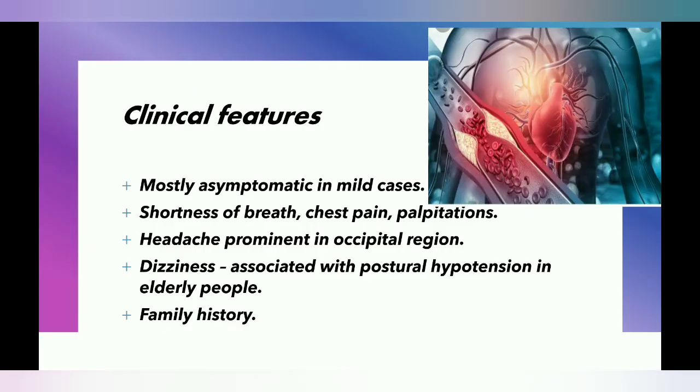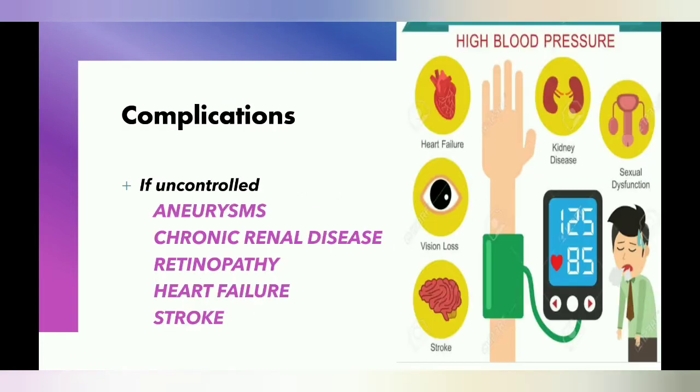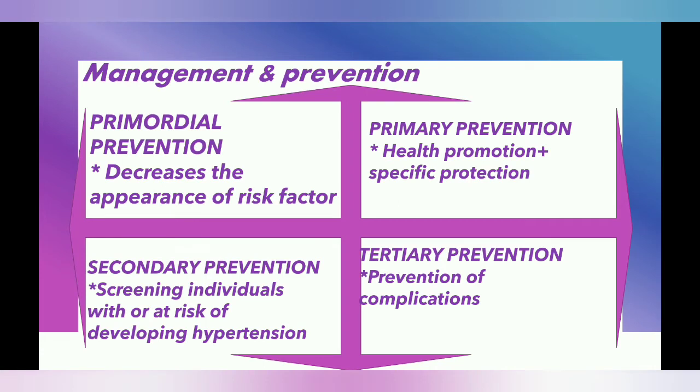Clinical features: mostly asymptomatic, sometimes shortness of breath, chest pain and palpitation. Headache is prominent in the occipital region. Dizziness is associated with postural hypertension in elderly people, and in some cases family history is also present. Complications are aneurysm, chronic renal disease, retinopathy, heart failure, and stroke. These complications are due to uncontrolled cases.